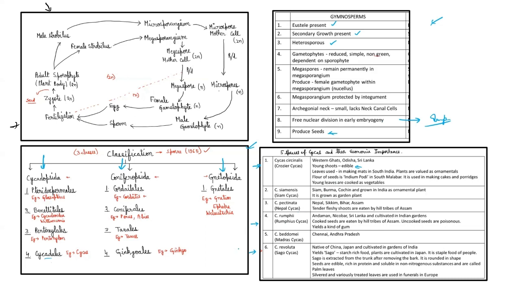Then the last species to discuss is the sago cycas, that is Cycas revoluta. This is the most important species because it yields sago. Now, this is native to China and Japan and is cultivated in India. It yields sago, which is a very rich starch food, and it is mainly cultivated in Japan. It is a staple food for many people. Now, sago is extracted from the trunk by removing the bark. Seeds are edible and they contain protein in them.